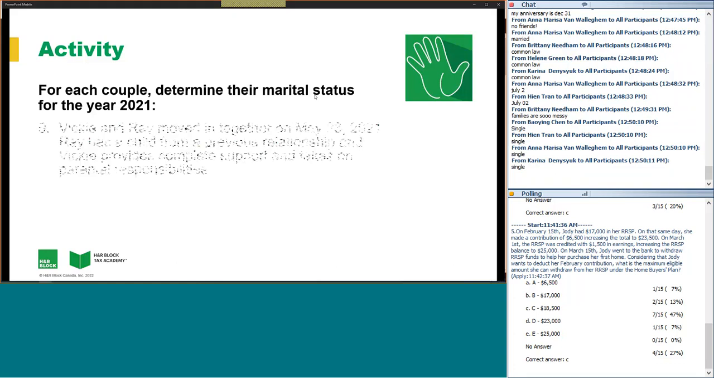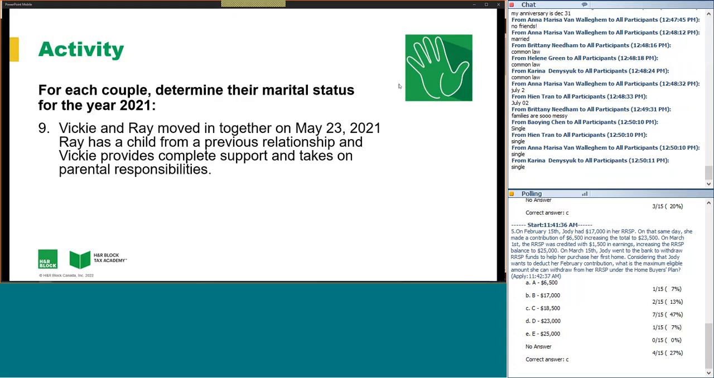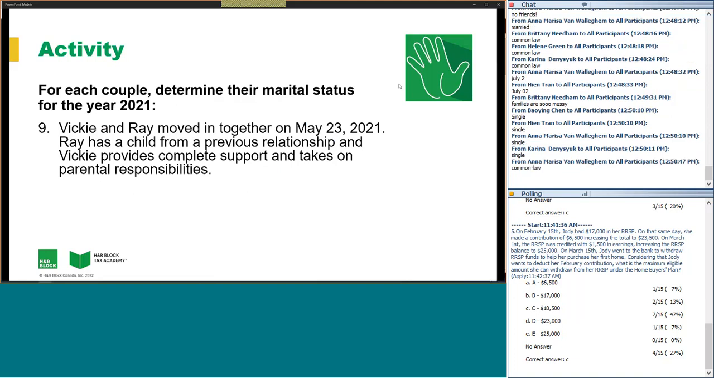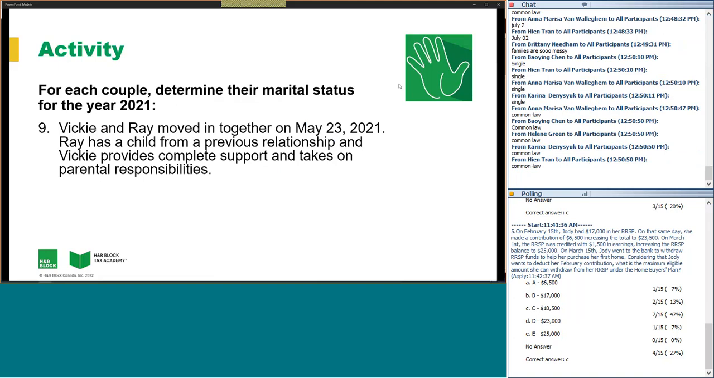Okay, good. Vicky and Ray moved in together on May 23rd, 2021. Ray is a child from a previous relationship. Vicky provides complete support and takes on parental responsibilities. What is their marital status at the end of the year? Common law. Not her biological child, but she is in a parental role. Okay? It doesn't have to be complete support. It can be partial support. But if she is taking on a parental role with the child, common law. From May 23rd.